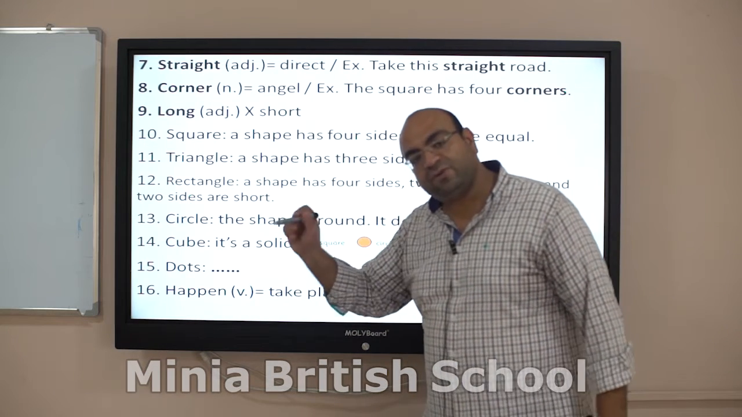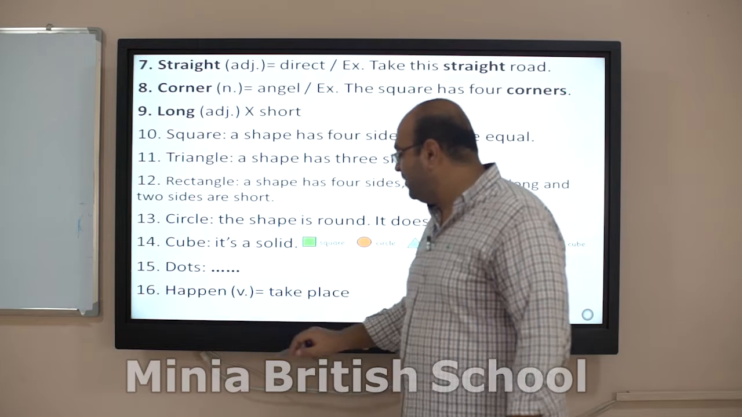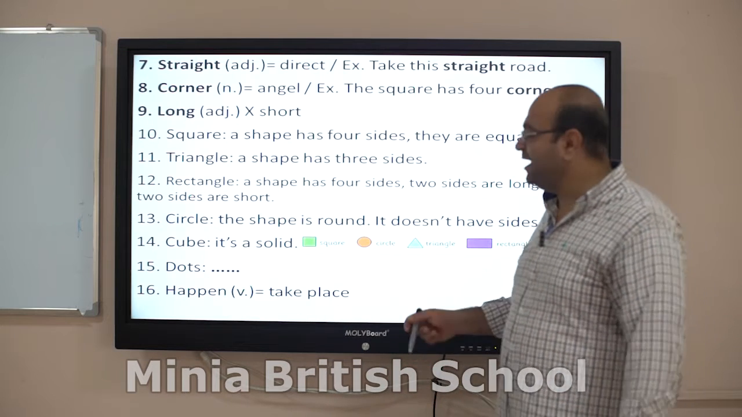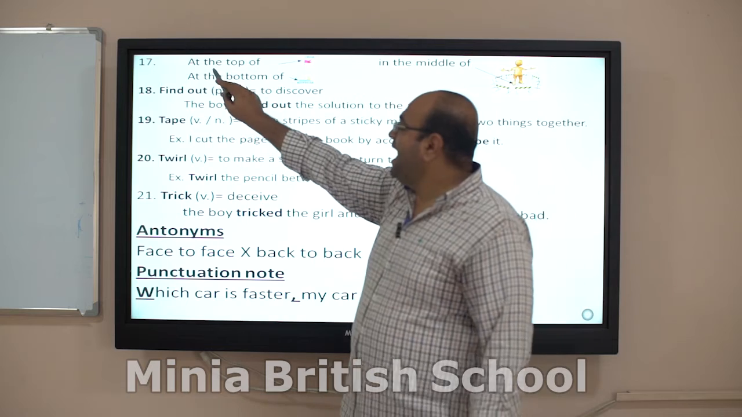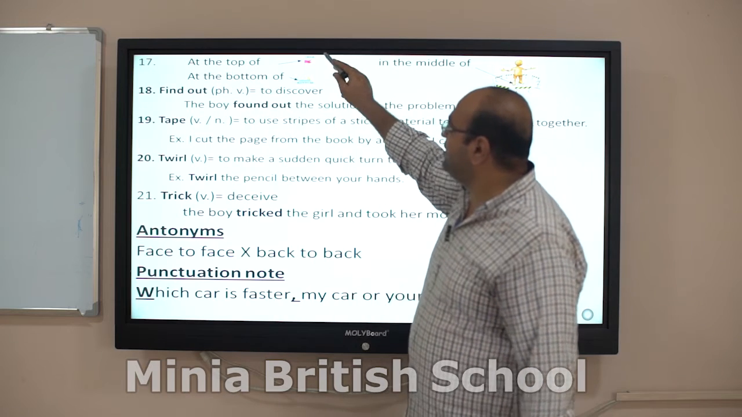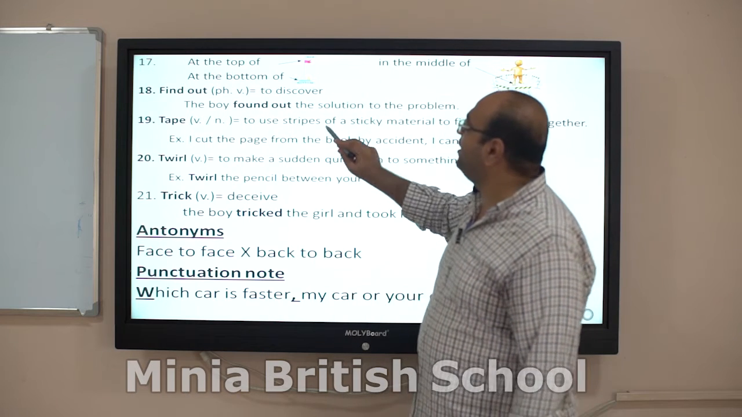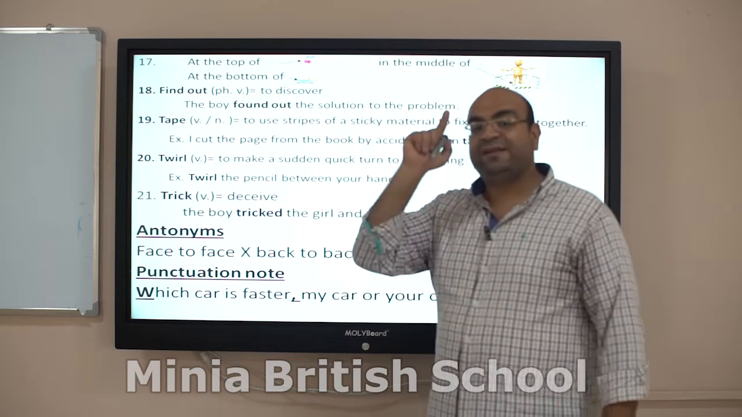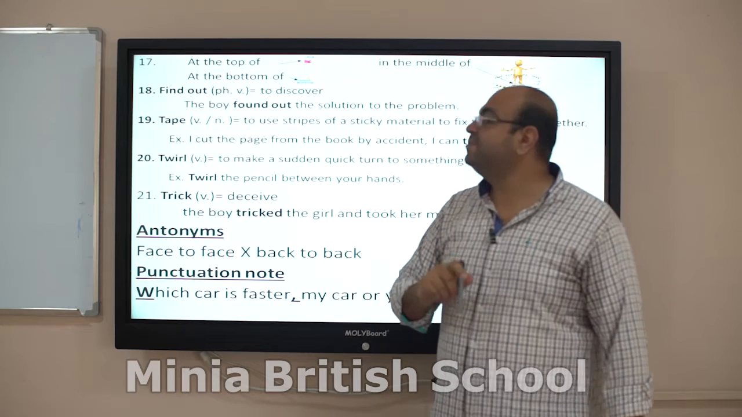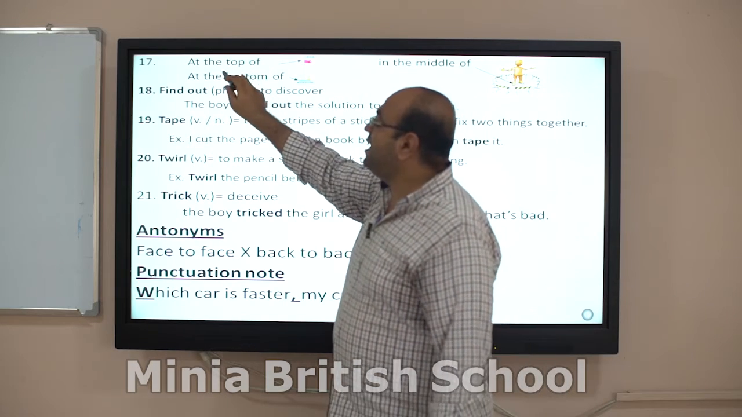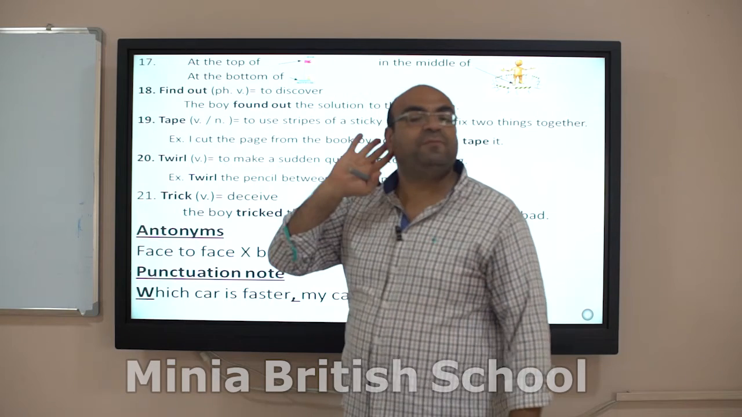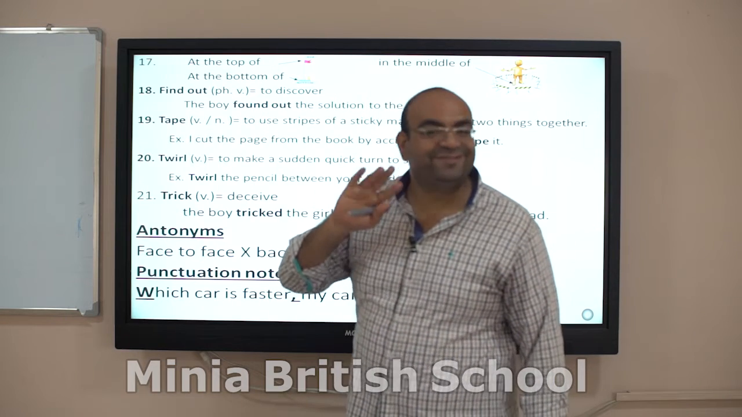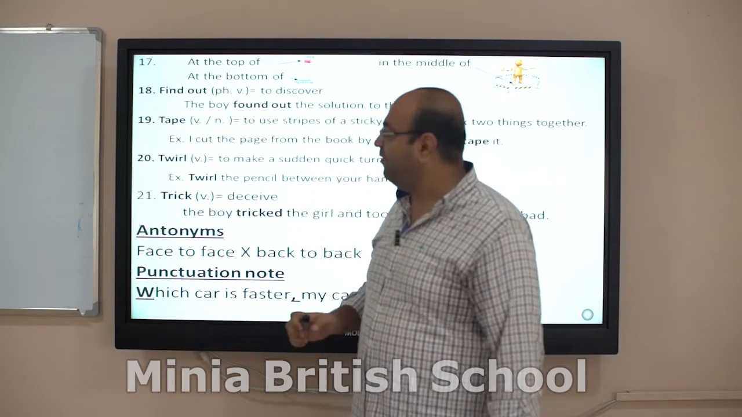Dots, these are the full stop next to each other. Happen means take place. At the top of, as you can see this little flag, at the top of. Take care, and we said this many times before. There takes at. If there is no there, it will be on. Good job. On top of.